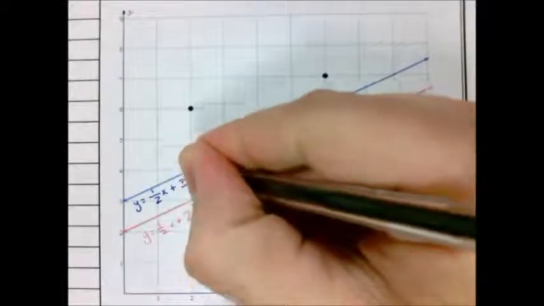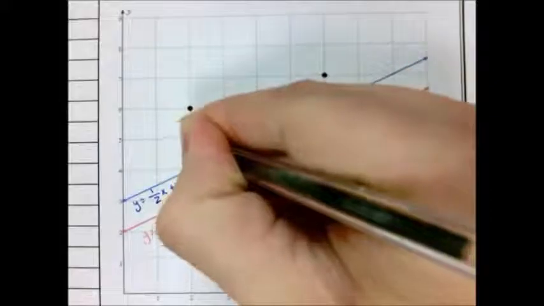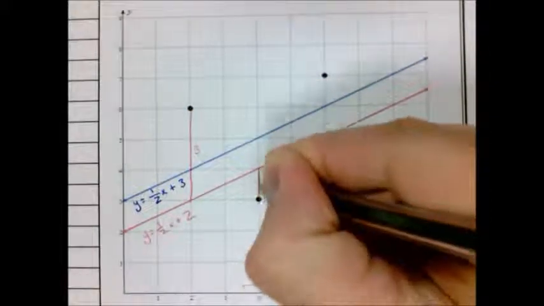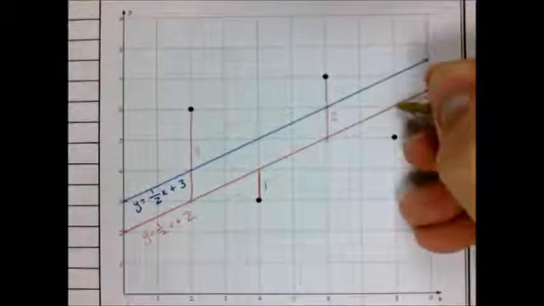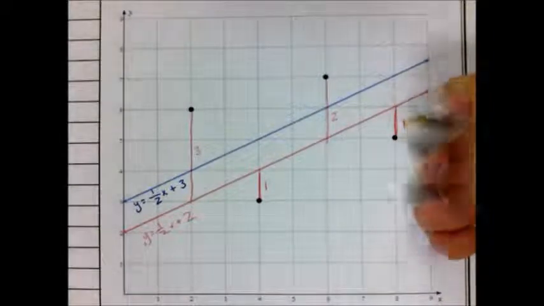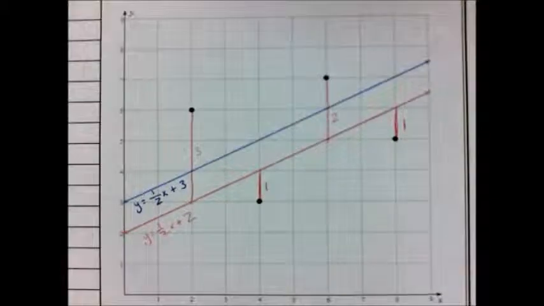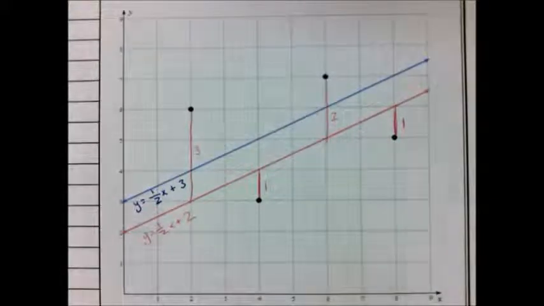Okay, let's work with the red line first. And we see that the red line, that's a distance of 3 units. That's a distance of 1 unit, 2 units, and then finally 1 unit. Okay, the distance for the red line. Okay, now the blue line.